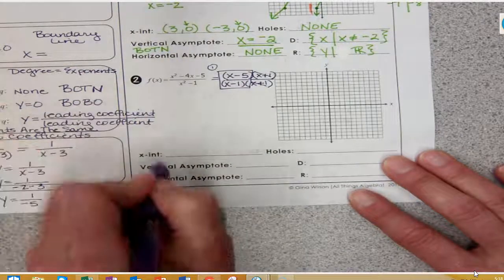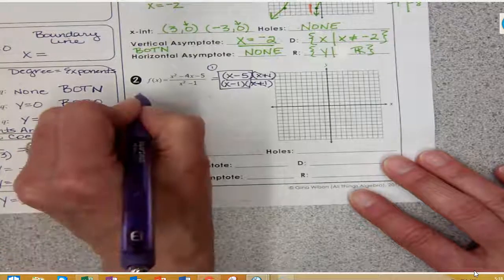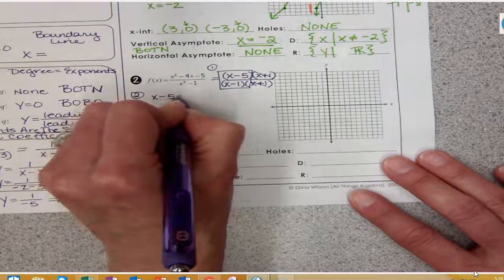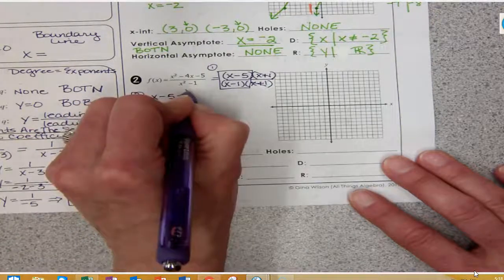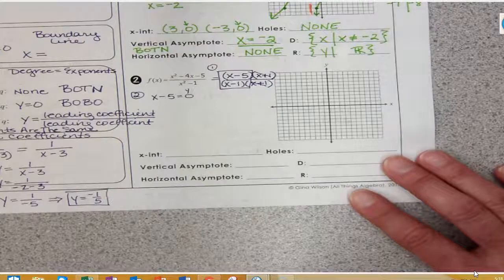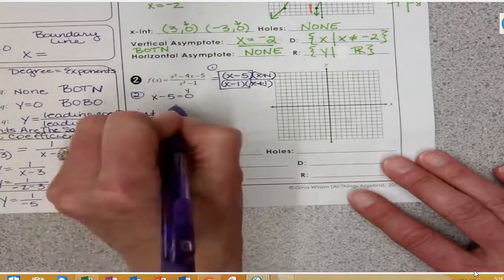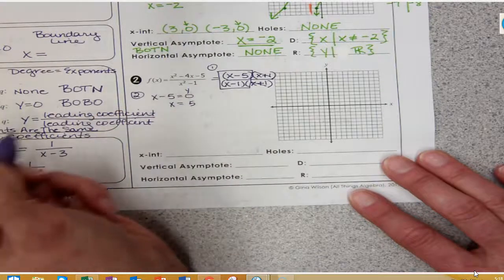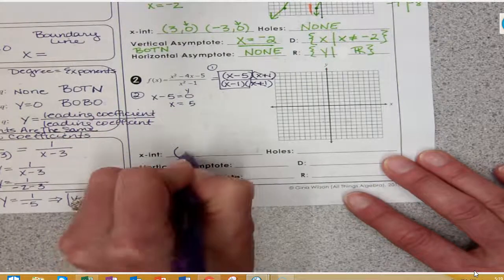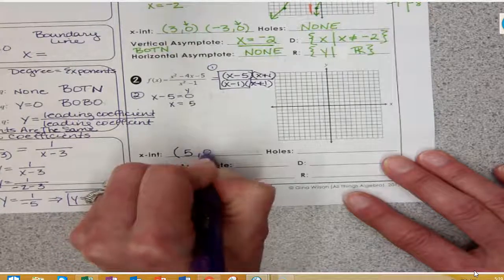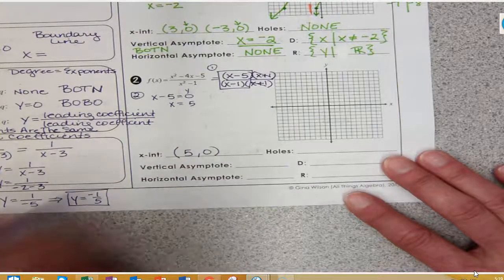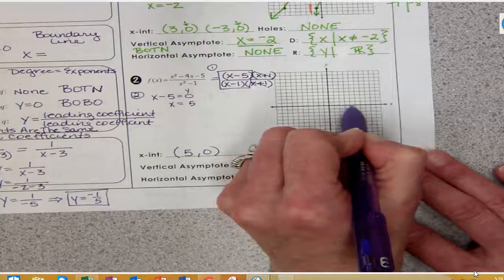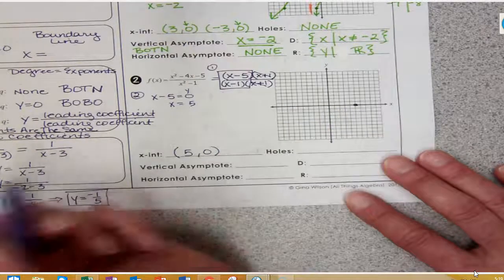Step 2, I'm going to find my x-intercepts, which means I'm going to set my numerator equal to 0. My numerator is x minus 5. This would be my y-coordinate. What is x when y is 0? Well, x would be 5. So I've got a coordinate point of 5, 0. So I can plot that. 5, 1, 2, 3, 4, 5, 0, right there.